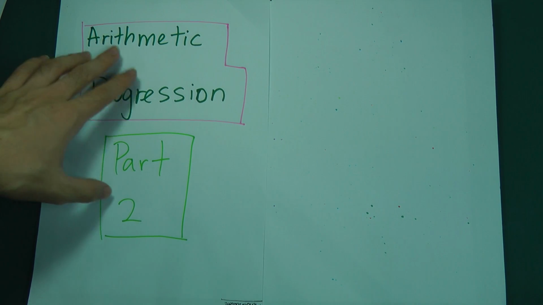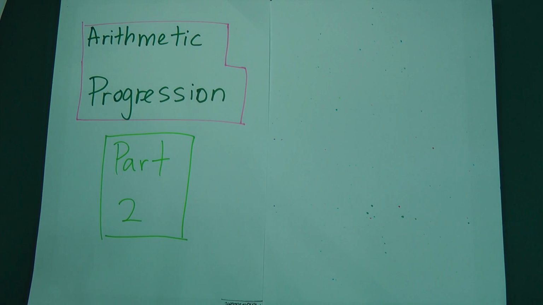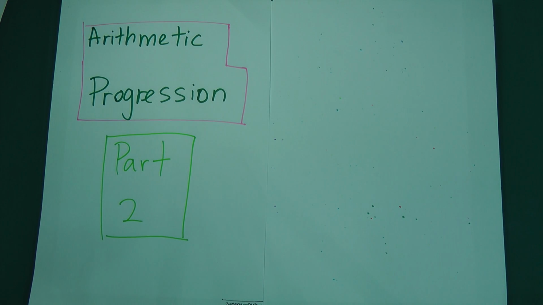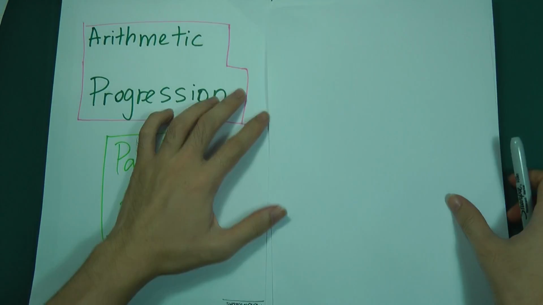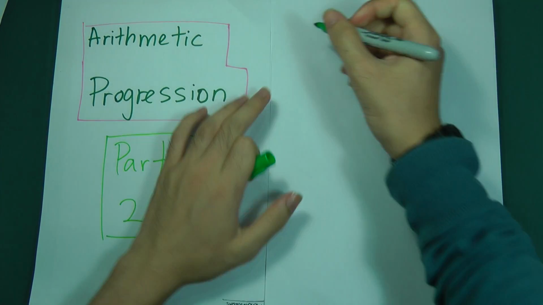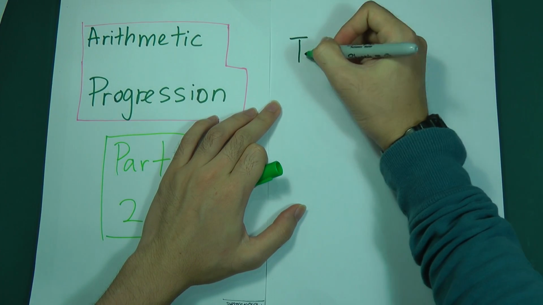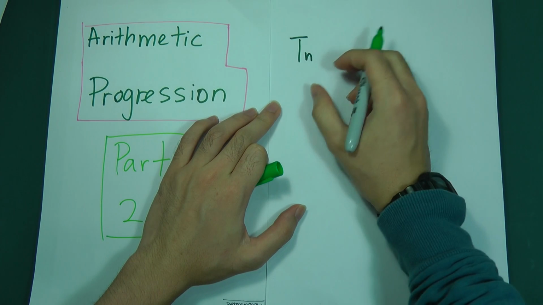Okay, this is arithmetic progression part 2. In part 1 I already introduced two formulas, so I will do a little bit of revision here. In part 1 I introduced the formula for Tn. Tn means which term you want to find, right?